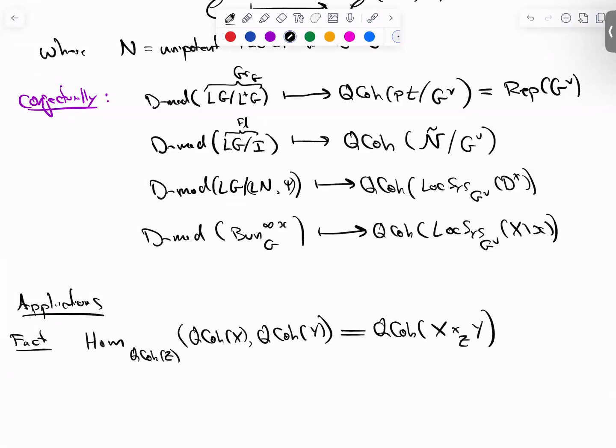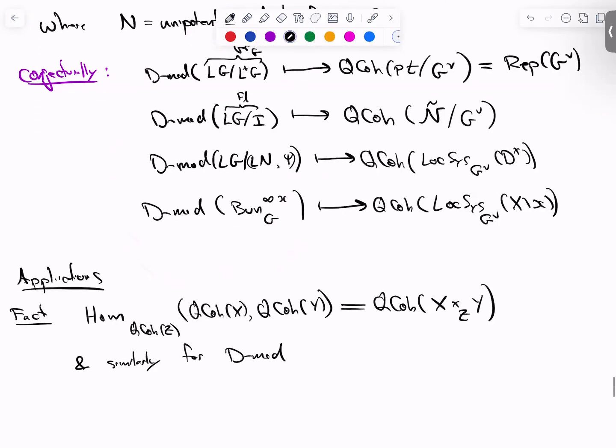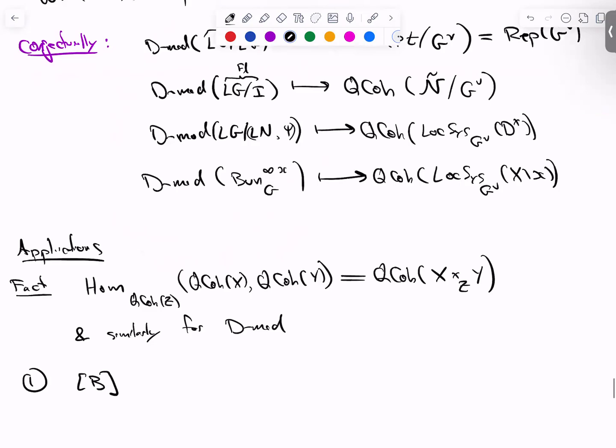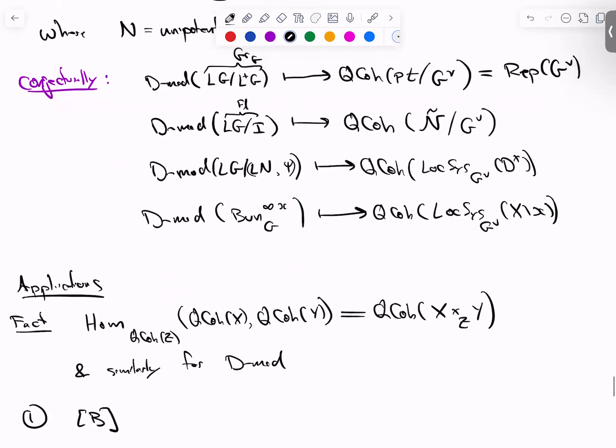This is one fact, and similarly for B modules. So now when we compute Homs between the left-hand side, we can greatly simplify things. So the first application will be just the Bezrukavnikov equivalence as formulated originally. And for that, we're just going to take endomorphisms of affine flag variety.